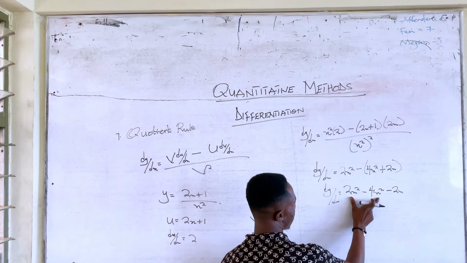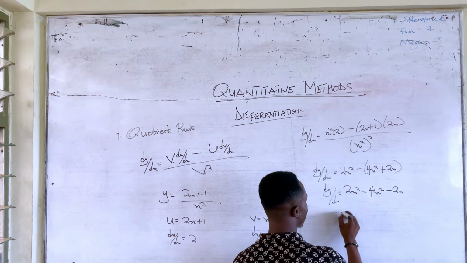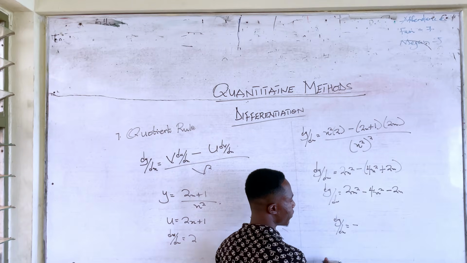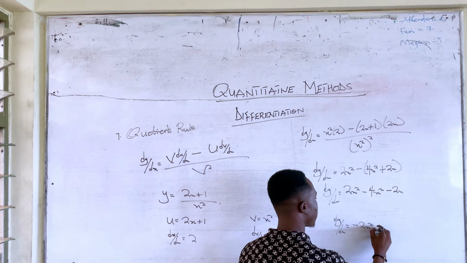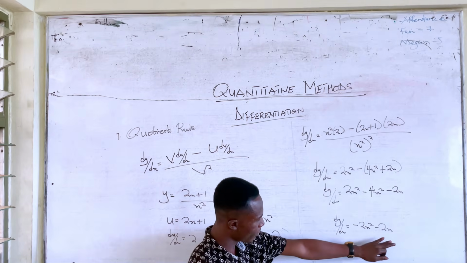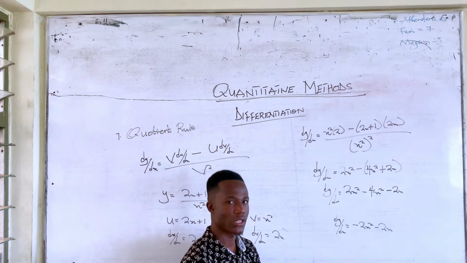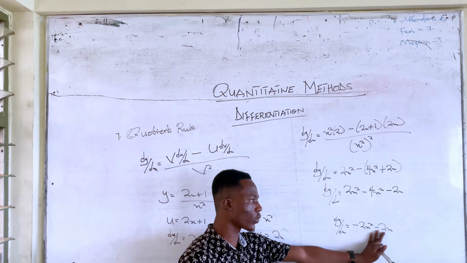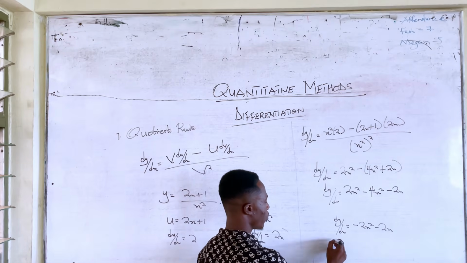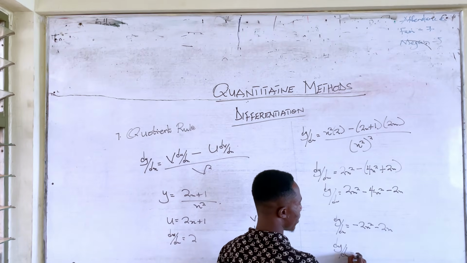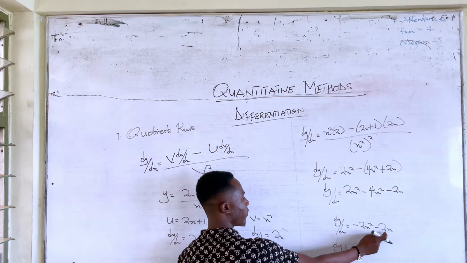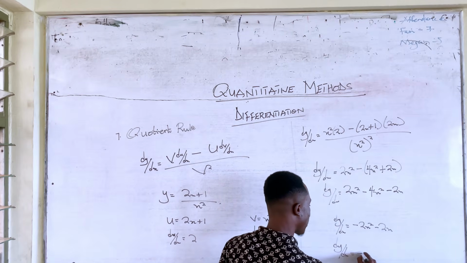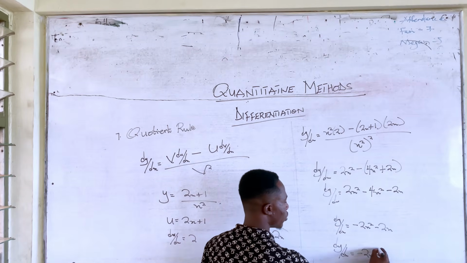So we can perform some calculations here. 2 minus 4 will give you negative 2x squared minus 2x. You can stop here provided you have the answer in the options. But if you don't have the answer in the options, what you have to do is factorize the common factors out. So dy/dx is equal to, what's the common factor? We have 2 and we have x, and we have negative 2, so we can say negative 2x into brackets.